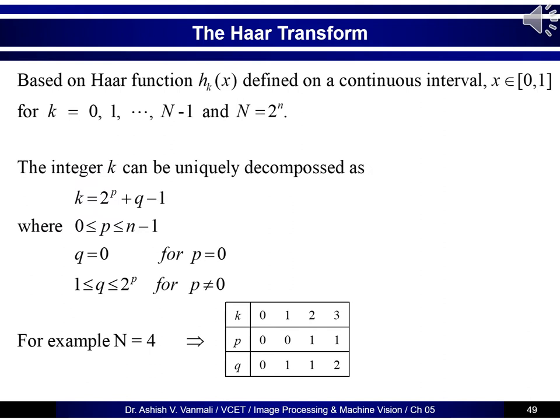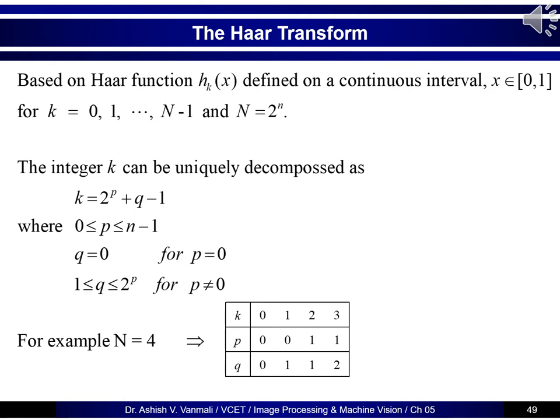The Haar transform is based on the Haar function hk of x defined on a continuous interval of x from 0 to 1, for k equal to 0, 1, 2, up to capital N minus 1, and capital N is equal to 2 raised to small n. The integer k can be uniquely decomposed as k is equal to 2 raised to p plus q minus 1, where p is in the range of 0 to n minus 1, q is equal to 0 for p equal to 0, and 1 is less than or equal to q less than or equal to 2 raised to p for p not equal to 0.